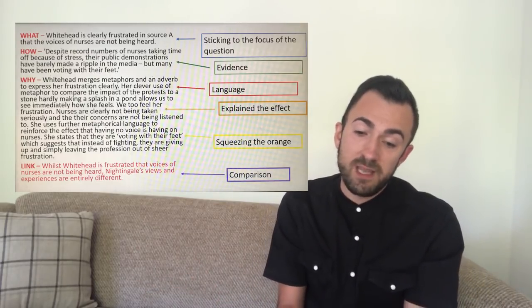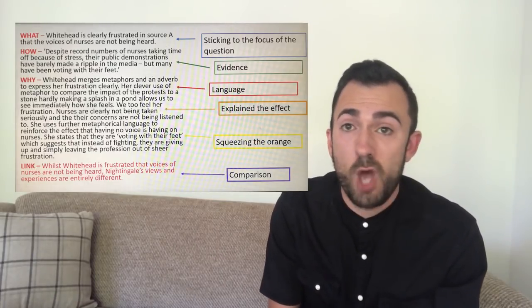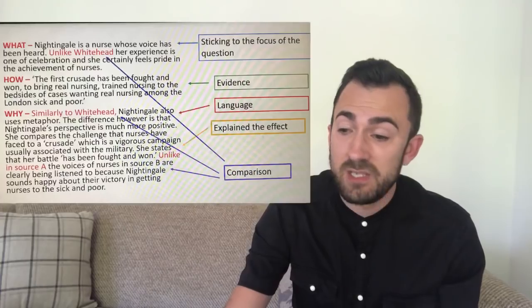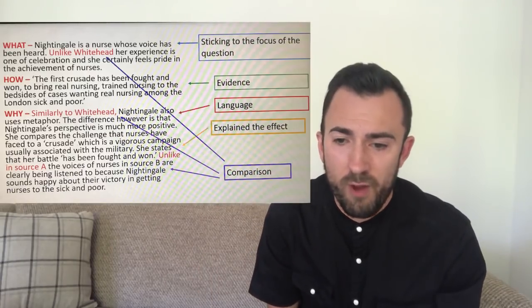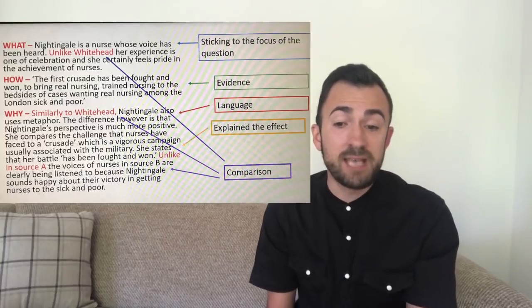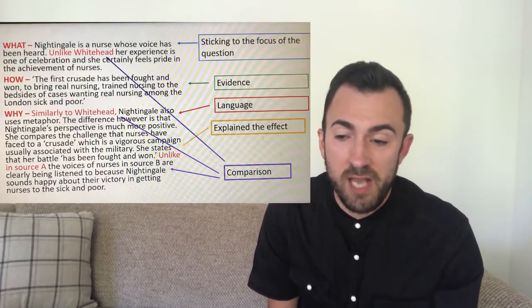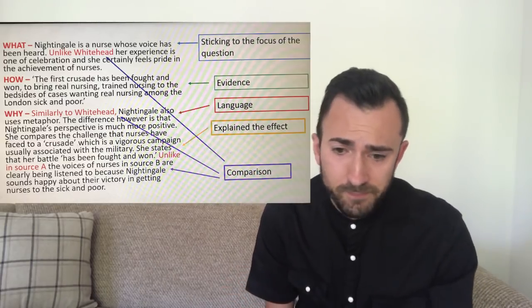Whilst Whitehead is frustrated that voices of nurses are not being heard, Nightingale's views and experiences are entirely different. Notice how I've now brought my second text in and I've started to compare. And here's that next what, how, why paragraph where hopefully you'll spot that I'm comparing all the way through. Nightingale is a nurse whose voice has been heard. Unlike Whitehead, her experience is one of celebration, and she certainly feels pride in the achievement of nurses. And then I've put the quote in.